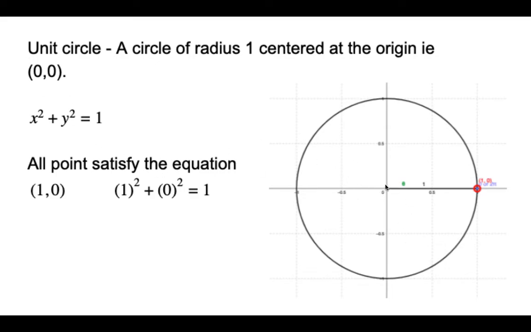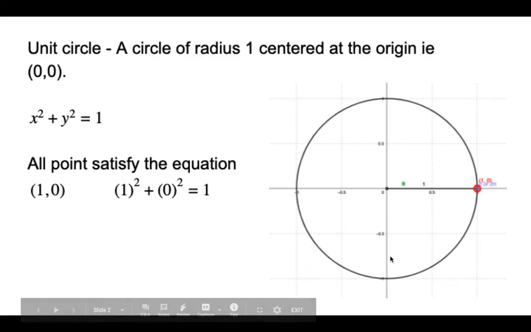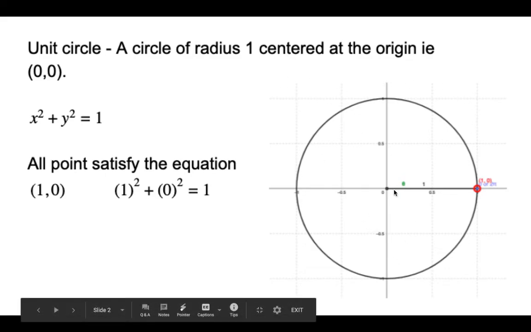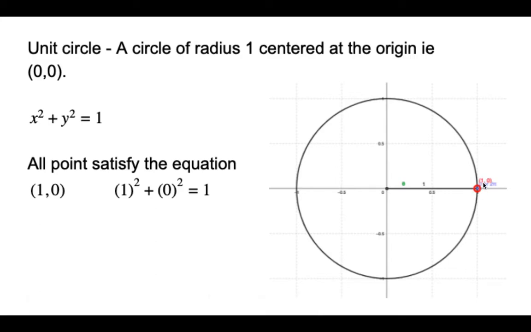0, 0. So it's centered here at the origin on the Cartesian coordinate system, right? And it has a radius of 1. So there's the radius right there. And you can see one point right there, 1, 0. All points satisfy this equation. So if I plug in a 1 and a 0, we all know that 1 squared is 1 plus 0 squared is 0, so 1 equals 1, and that satisfies that equation.